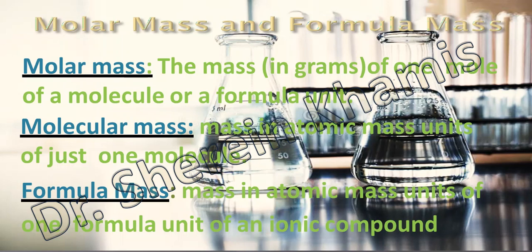So if we make a difference between each of them, molar mass means any element or any compound: the mass of 1 mole of substance. Molecular mass means we take a covalent compound, so we measure the atomic mass units of 1 molecule of this covalent compound. And the other one, formula mass: we take the atomic mass units of a formula unit of an ionic compound. This is the difference between each one of the definitions here.